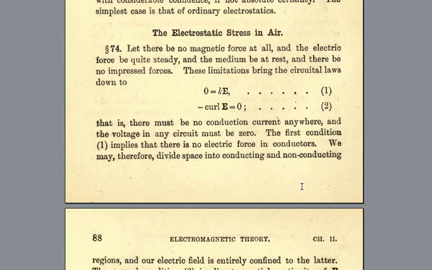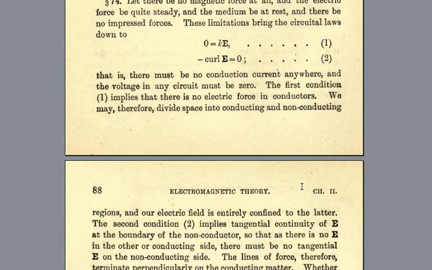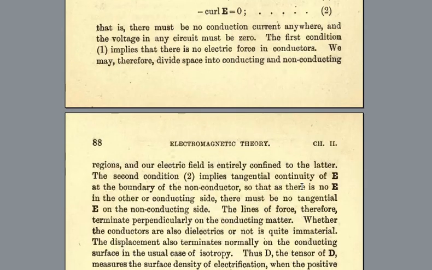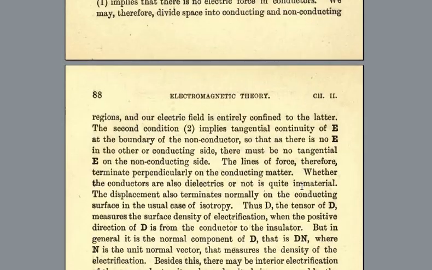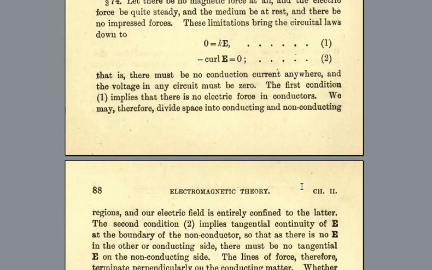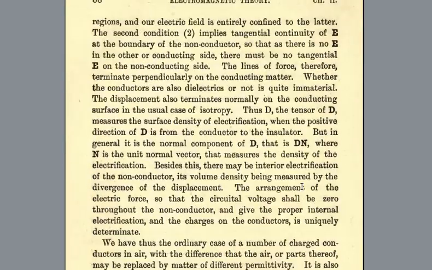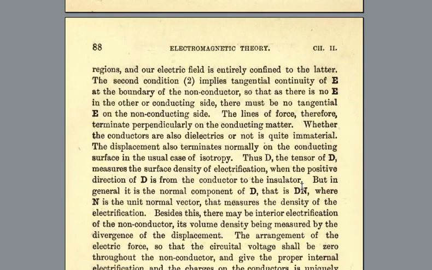The first condition, divergence of E equals 0, implies that there is no electric force in conductors. We may therefore divide space into conducting and non-conducting regions, and our electric field is entirely confined to the latter. The second condition, curl of E equals 0, implies tangential continuity of E at the boundary of the non-conductor, so that as there is no E in the other or conducting side, there must be no tangential E on the non-conducting side. The lines of force, therefore, terminate perpendicularly on the conducting matter. Whether the conductors are also dielectrics or not is quite immaterial. The displacement also terminates normally on the conducting surface in the usual case of isotropy.